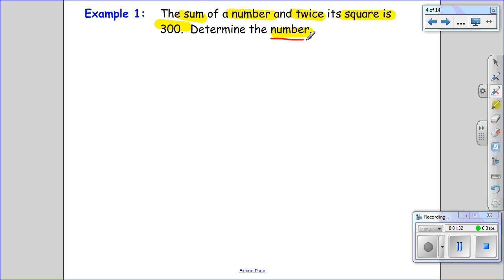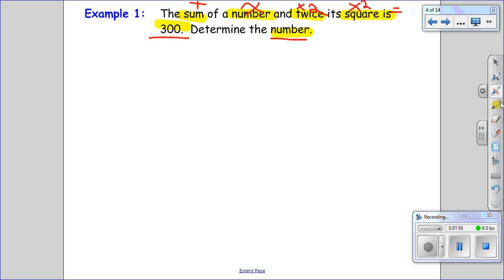It tells me I'm looking for one number. Sum tells me to add. I've got a number, which I'll just call x for now. Twice means multiply by 2. And square means I'm going to take my number and square it. Is means equals, and 300. So I've got a lot of work I can do before I even get down to writing my equation.